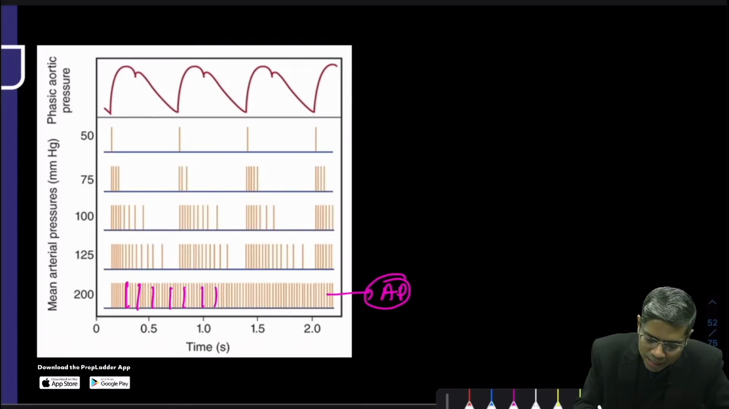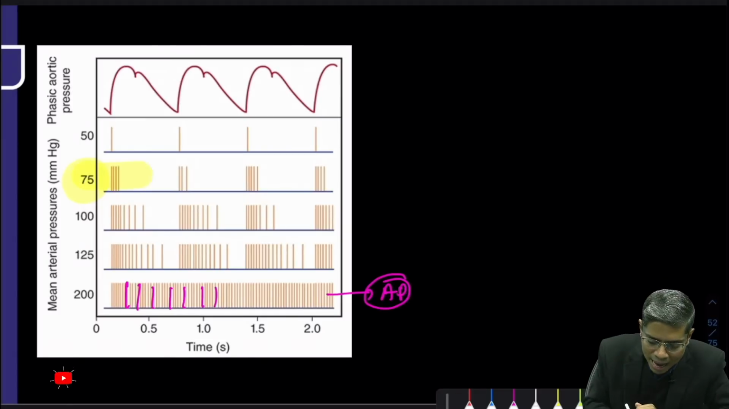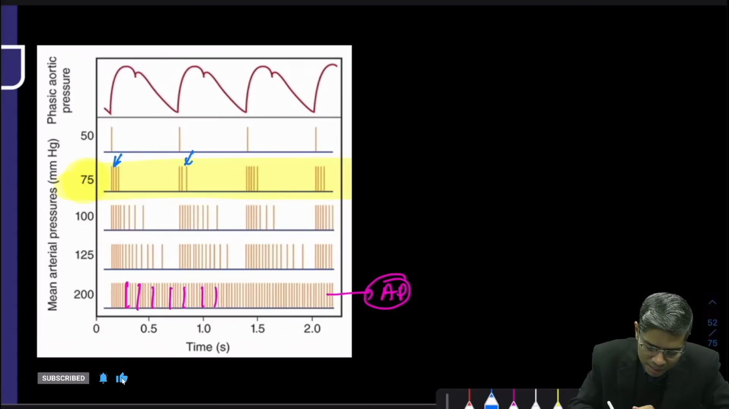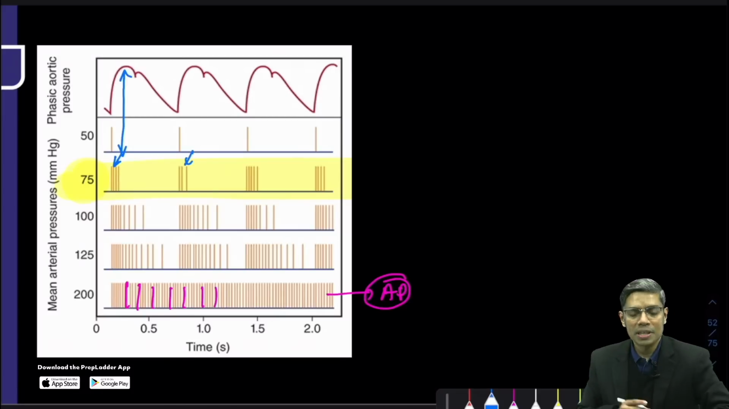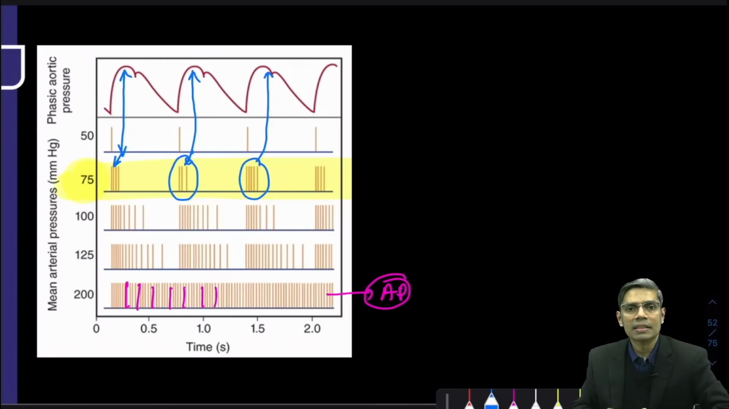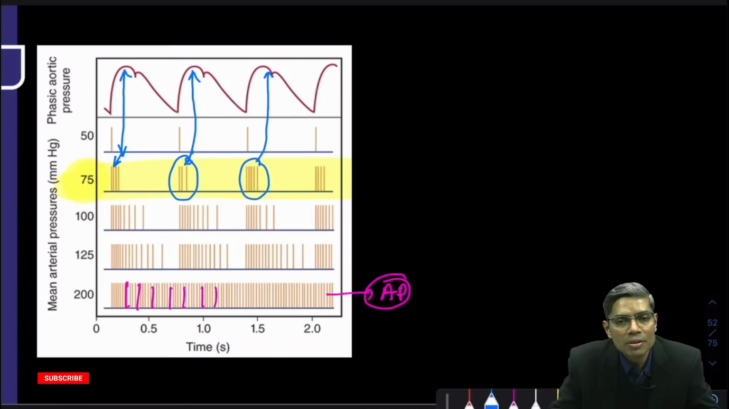So, if the blood pressure is 75 millimeter of mercury, at this 75 millimeter of mercury, at which point are you getting maximum firing of baroreceptor? At this point. What is this point? This point corresponds with the highest pulse pressure. Whenever the pulse pressure is rising, you are getting action potentials. Again, you are getting action potentials here. If you look at this diagram carefully, you will find that the more the pulse pressure, the more is the number of action potentials in the baroreceptor.